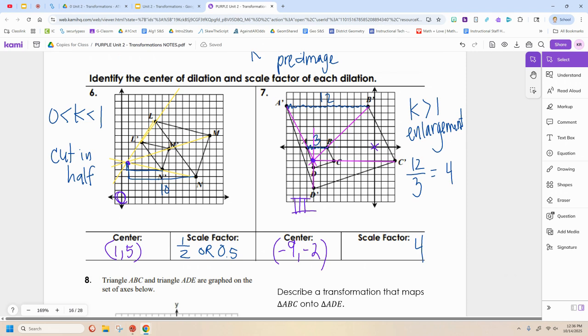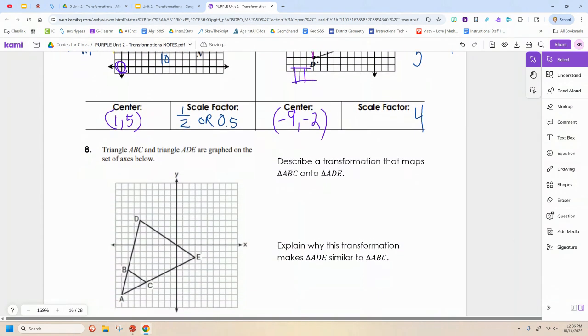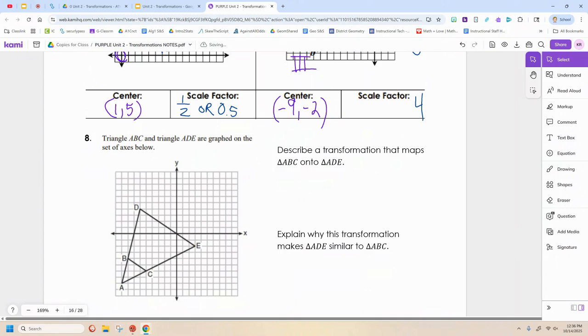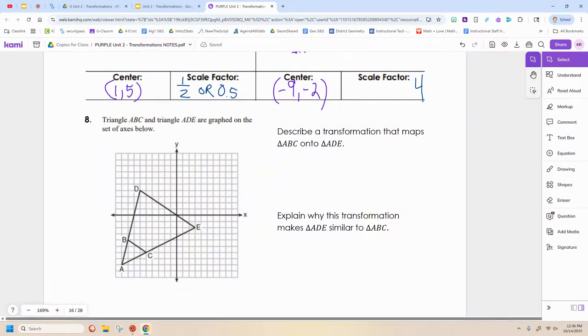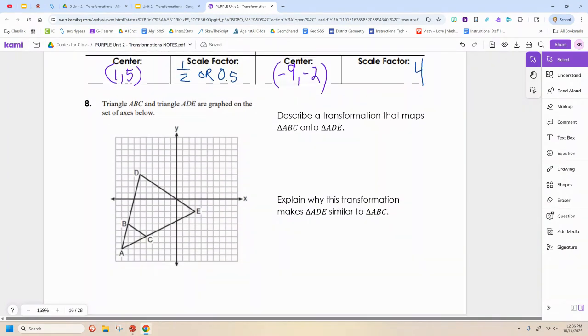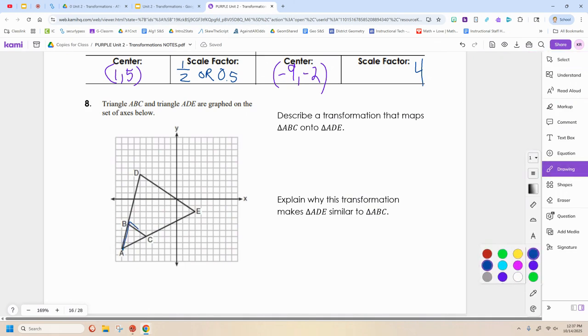All right, so one more question in our note packet, and then we're done for today. It says triangle ABC and triangle ADE are graphed on the set of axes below. Describe a transformation that maps ABC onto ADE. So when you look at a picture, first they're going to ask, are those two triangles congruent? Congruent means equal size. Is triangle ABC the same size as ADE? No, they're very different sizes.